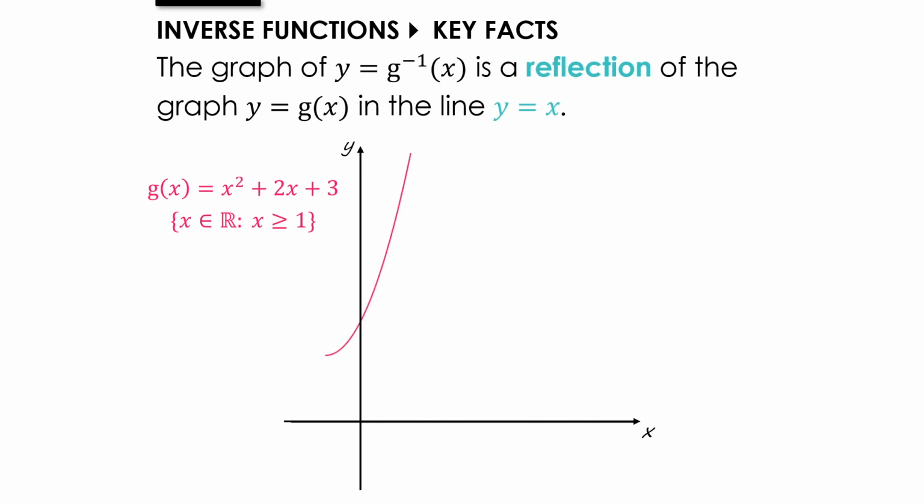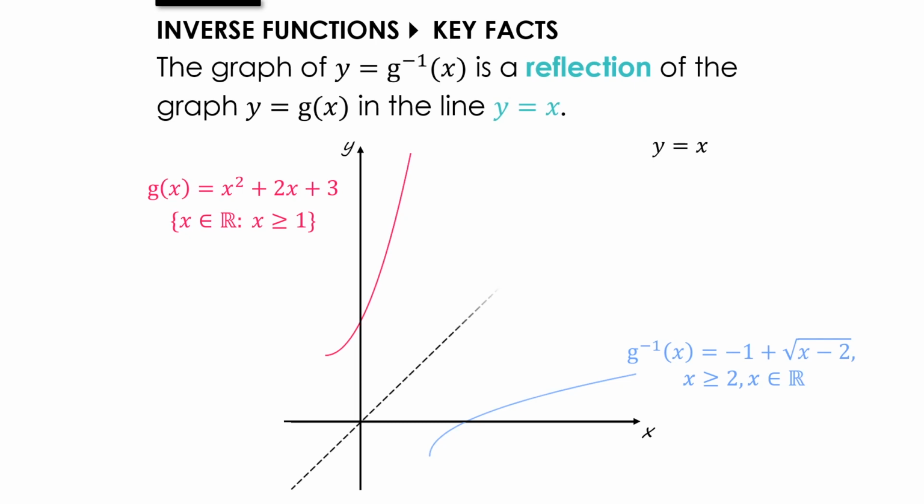We also found the inverse of that function. g to the minus 1 of x is minus 1 plus root x minus 2. That looks like this. Take a look at the graph. Can you see that the inverse function is a reflection of the original function in the line y equals x? And it turns out that that is something that will always be true.